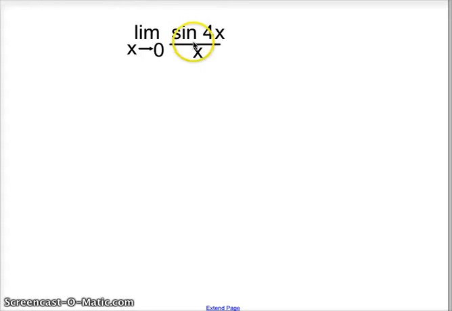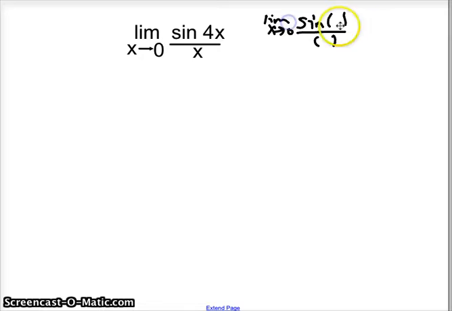Another example we would use it for is trying to find the limit as x approaches 0 of sine 4x over x. Now we're going to use an extension of the sine x over x identity. Sine of anything over that same anything, as x approaches 0, the limit is still going to be 1. So if we had 4x here, as long as this is also a 4x, that will still equal 1. So this doesn't just have to be x and x. As long as these two match, the argument of sine and the denominator are the same, then we will be able to use that same trig limit theorem.